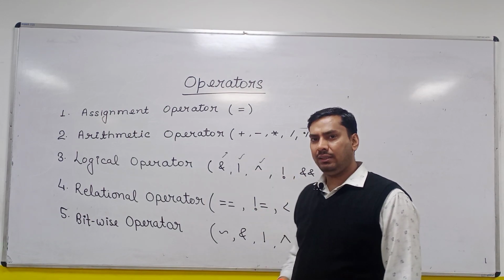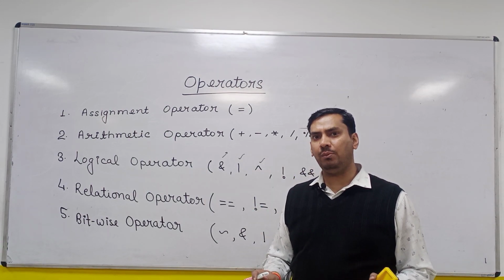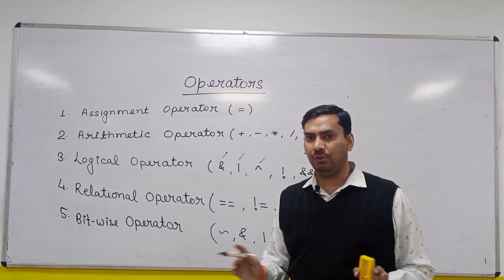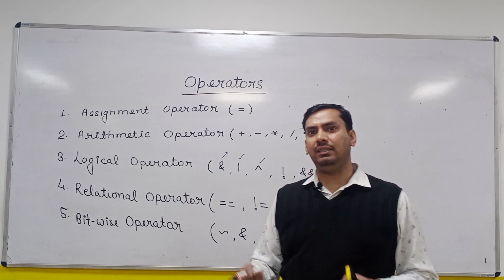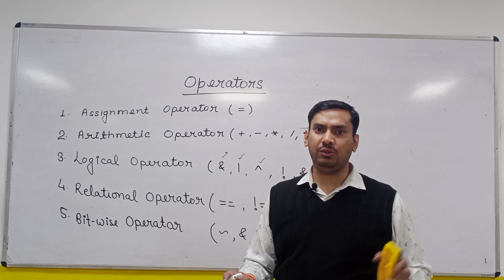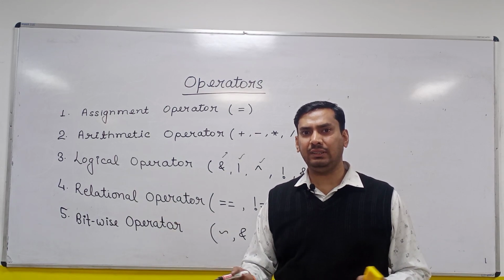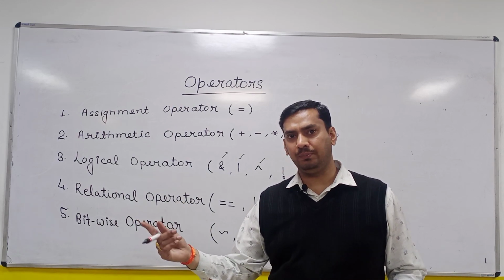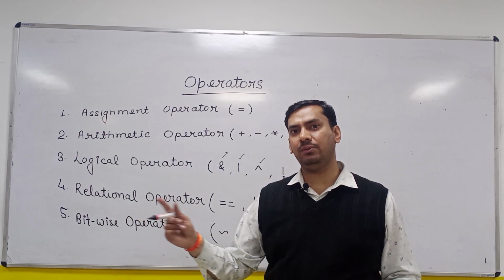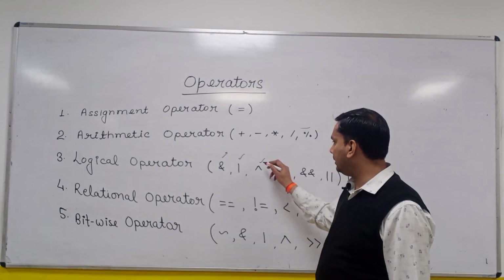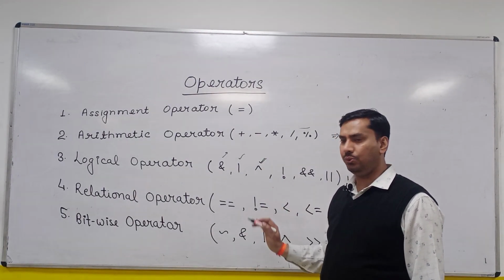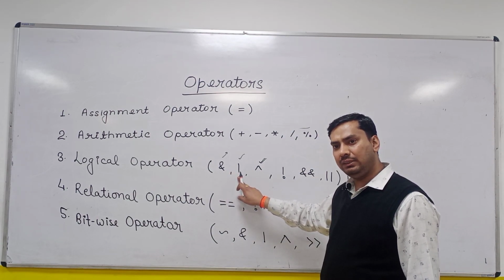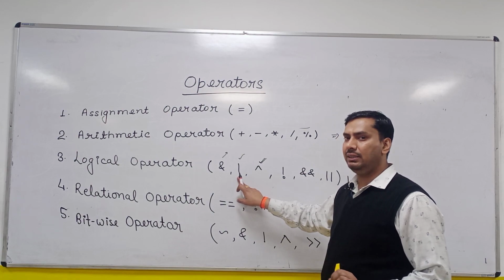Then the XOR operator says that if both the operands are the same, then the result is false. If both the operands are different, then the result will be true. Meaning true XOR true will give you false, false XOR false will give you false, true XOR false will give you true, and false XOR true will give you true. So only if both the operands are different is the result true.